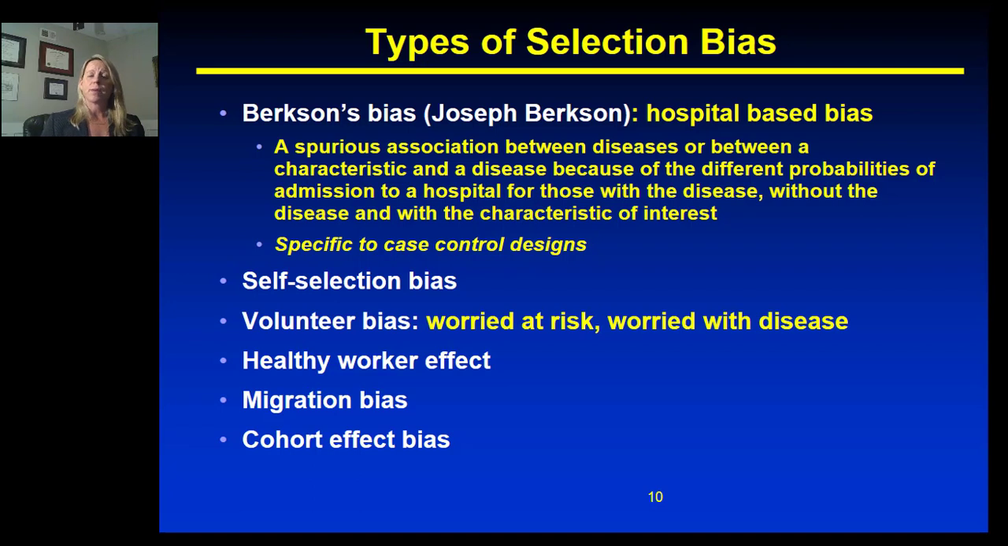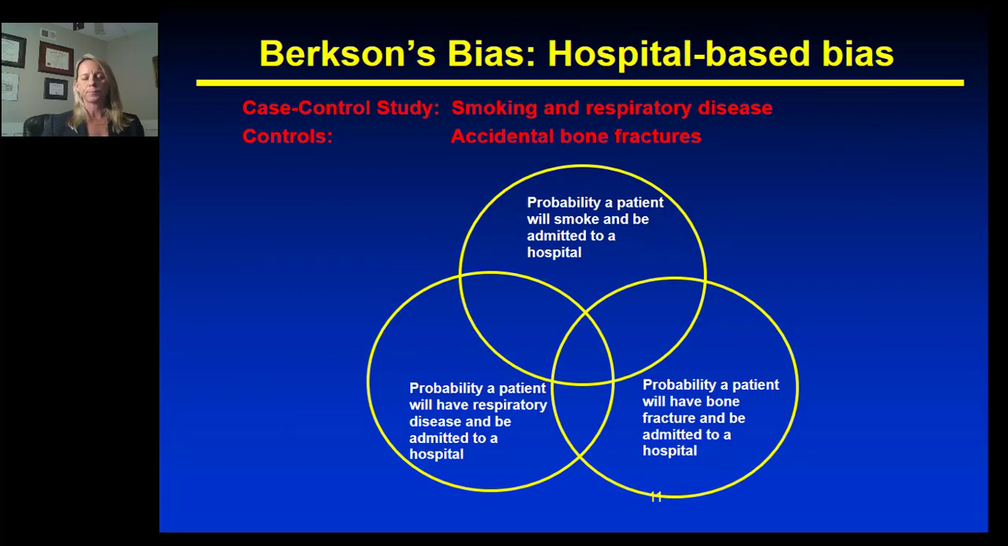There's also migration bias, and this is a bias that occurs when you have a long-term cohort study and people are moving in and out of your cohort for a variety of reasons that may or may not be associated with the outcome you're studying, and that can create a bias in your measure of association. And then lastly, the cohort effect bias, which I mentioned a moment ago. This is a bias that occurs in long-term cohort studies where you have a change in subject characteristics or risk factors or both as a function of time, such as say decades, and then that can lead to a biased measure of association. So now I want to talk about Berkson's bias a little bit more in detail.